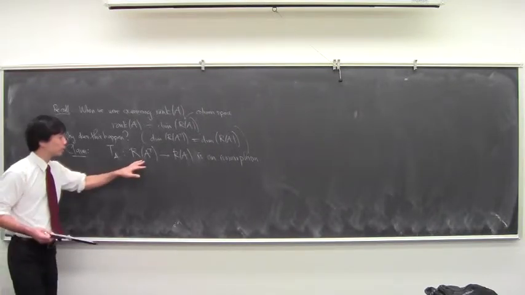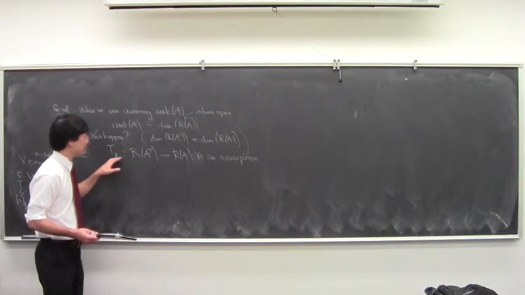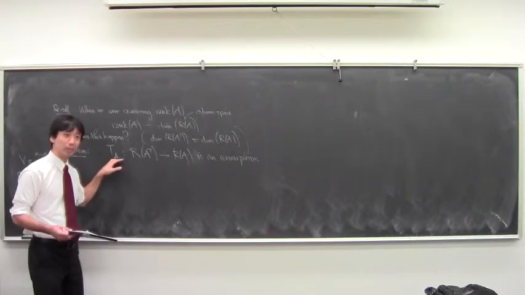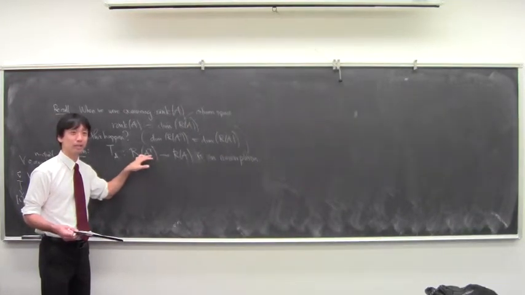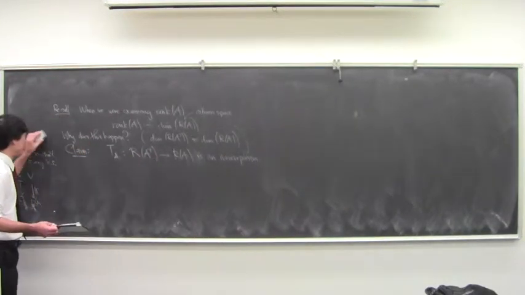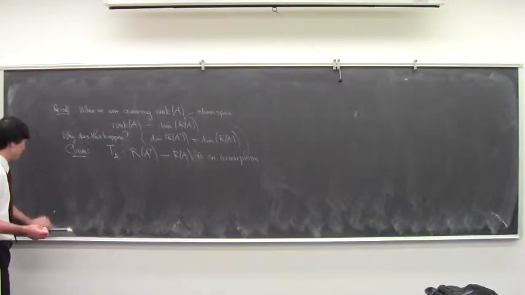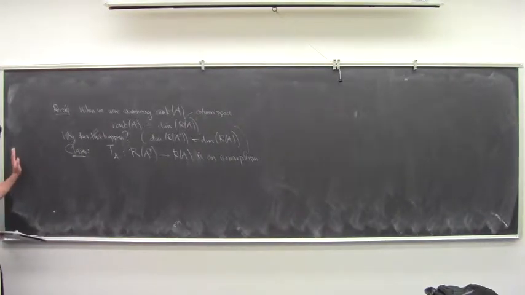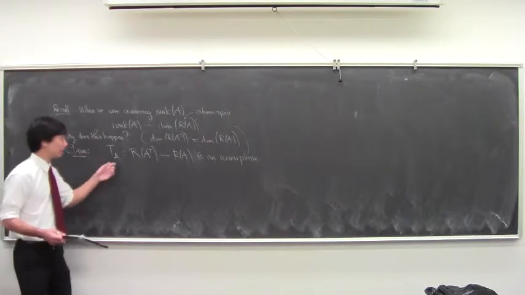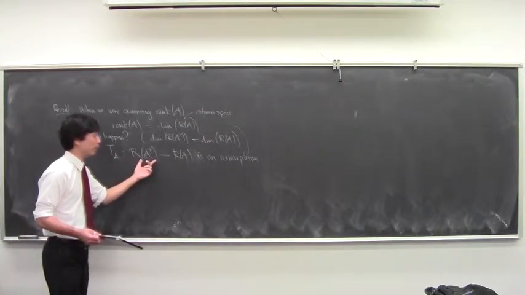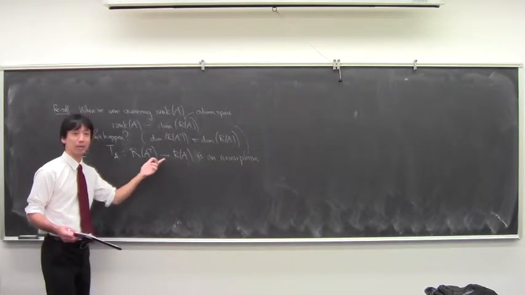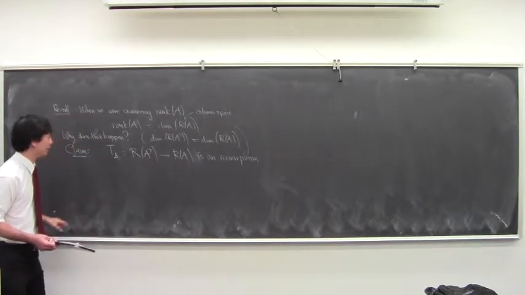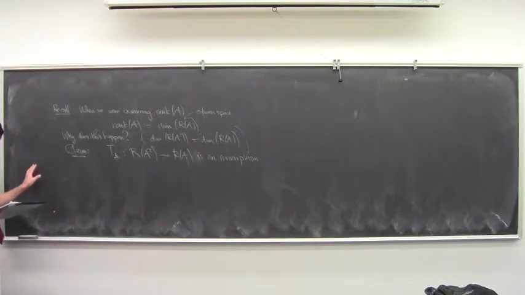But what's cool is that left multiplication by A is the isomorphism. So it's not just some arbitrary map. If you left multiply this range by A, it gives you an isomorphism to the range of A. So that's what's cool about it.